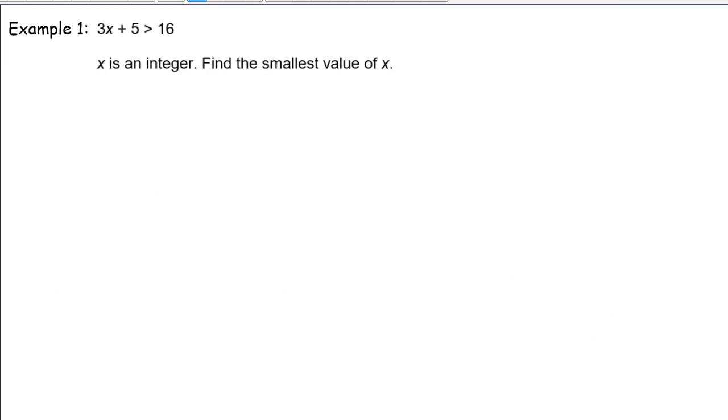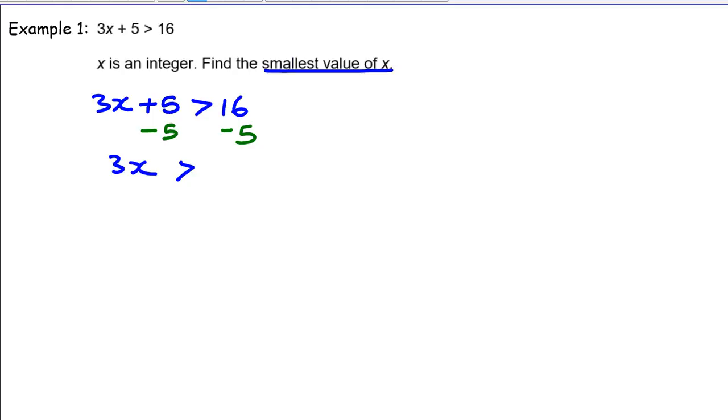Now, I want to look at this example. So 3x plus 5 is greater than 16. X is an integer. Find the smallest value of x. So first of all, we have to solve this inequality. So we have 3x plus 5 is greater than 16. You can start by subtracting 5 on both sides because you have to balance the equation. So you'll end up with 3x is greater than 11.